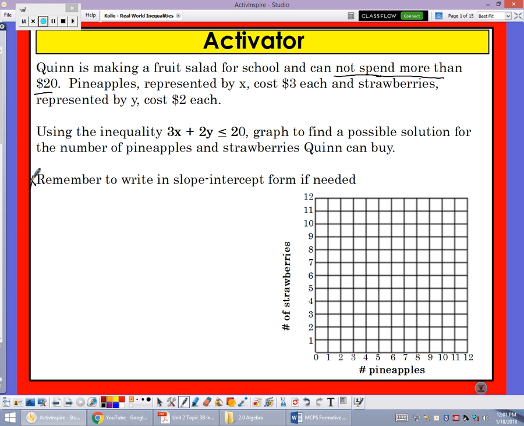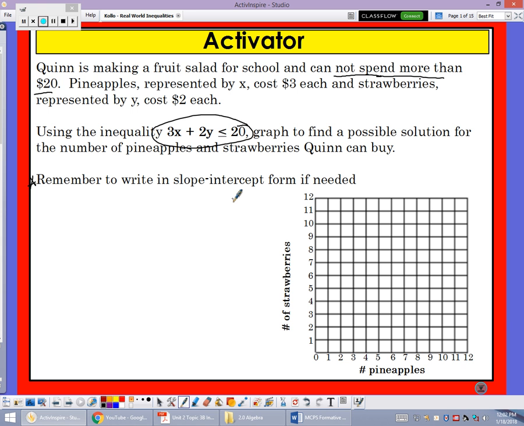Here's a tip that I gave you. Remember to write it in slope-intercept form. All right, so the great thing is that they gave us this inequality already, and we just need to be able to graph it, and we have to remember to write this in slope-intercept form. So what I'd ask you to do now is go ahead and pause it, and then come back to see if you have graphed it correctly.